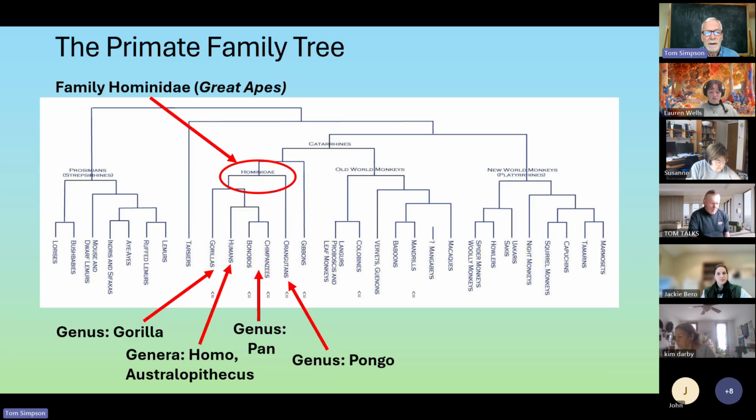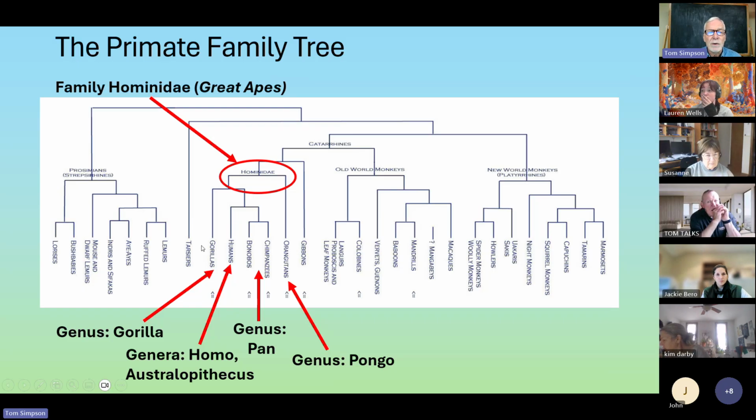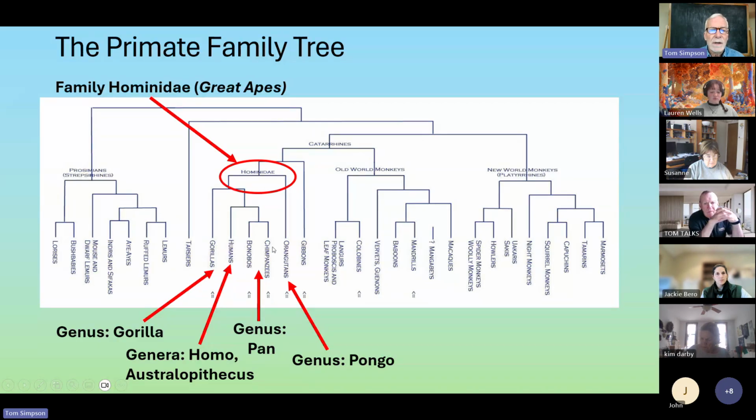For instance, human beings are in the family Hominidae, or the great apes, along with a number of other apes. You can see down there at the bottom, humans, which are a genus, Homo, which we share with Australopithecus, and even in the genus Homo, we have Homo erectus and Homo neanderthalensis. So this grouping tells us about relatedness. All of these creatures are related through this single ancestor up here.